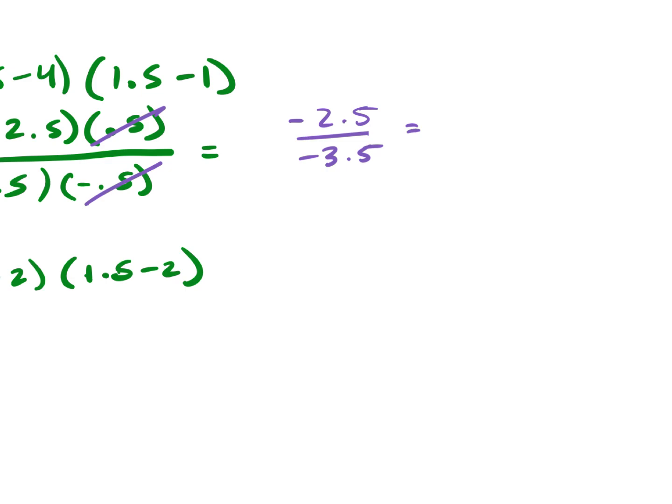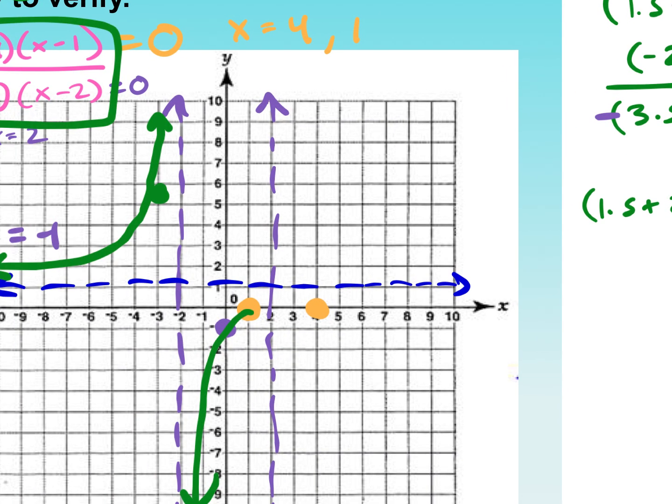So we've got 25 over 35. Divide them both by 5. This would be 5 over 7. So that helps us a little bit. We plugged in 1.5 and got 5 over 7, which is going to be less than 1, or greater than 0. So going to our graph, our point's going to be about here.